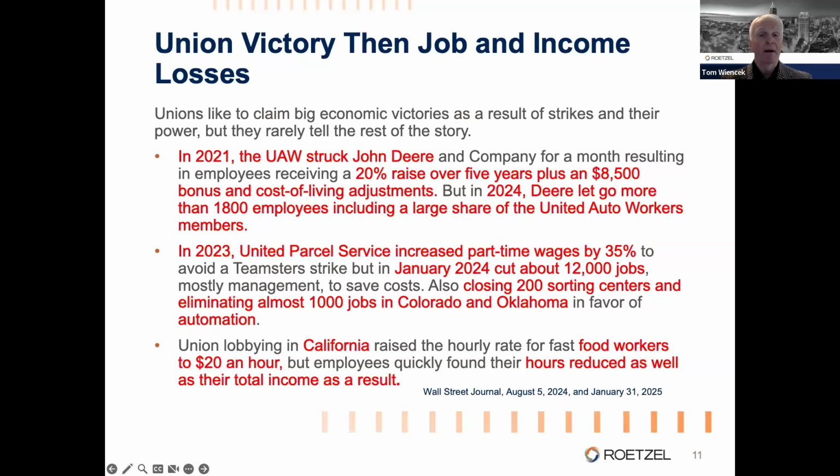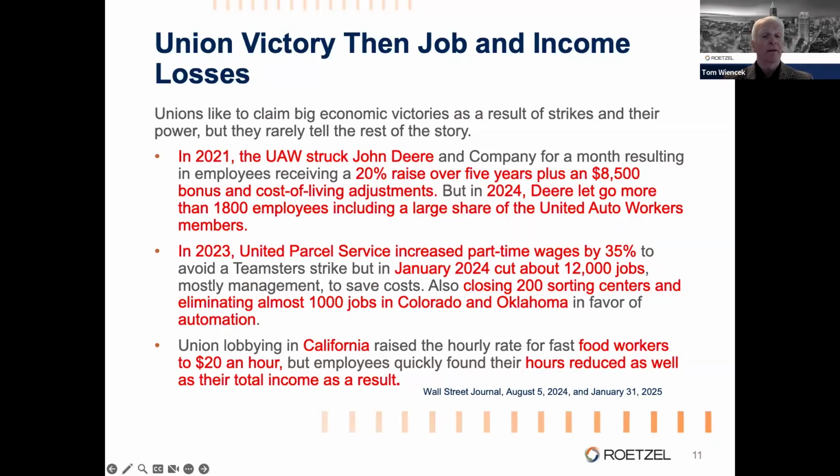So the union will brag about their victories, but they never talk about the job and income losses. So in 2021, for example, the UAW struck John Deere and they got 20% raises over 5 years plus an $8,500 bonus in cost of living adjustments. But in 2024, they didn't tell you the story that Deere let go more than 1,800 employees, including a large share of the United Auto Workers members.